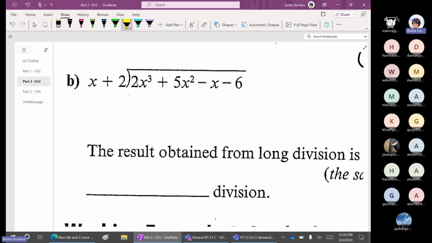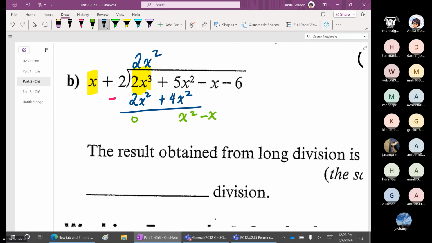I'm going to do the same question using long division. Focusing on leading numbers, I want this to be 2x squared. So this is going to be 2x cubed minus 2 plus 4x squared. I subtract these, and this gives me 0 here and 1 here. I bring down the column.